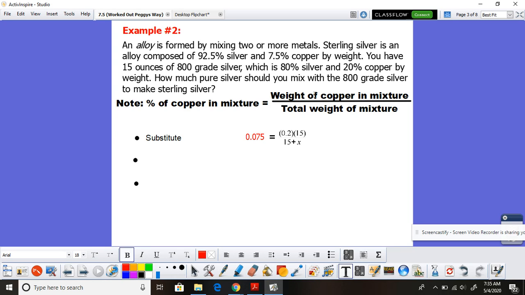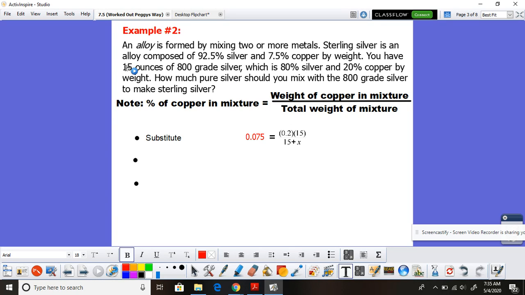Now, the total weight of the copper in the mixture, well, let's look at this. Sterling silver, or not sterling silver, 800 grade silver, which we're adding, is 20% copper by weight, okay? And we know there's 15 ounces of it. Okay, so 15 ounces, we want 20% of that, and that's what's going to be our copper. So 15 times 0.2. And then it's going to be over the total weight of the mixture.